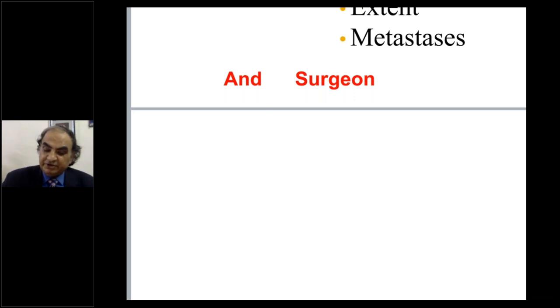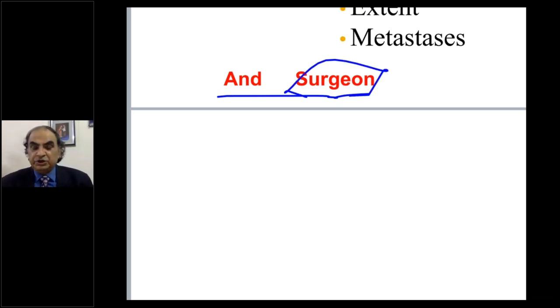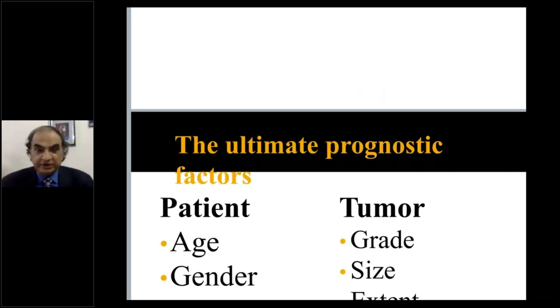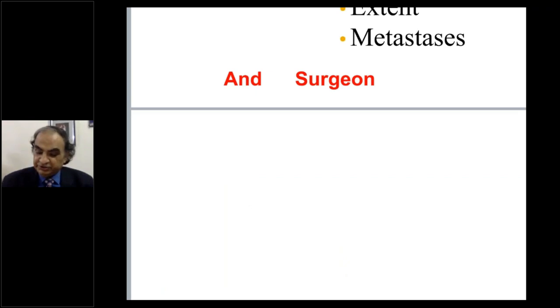Don't ignore this risk factor. The one who is operating is a very, very crucial contributor to the outcome, because the extent of surgery and the completeness of the job decides the outcome in these patients, and we should be very, very cautious in knowing who is doing it. Well, that will make a difference too. So to sum it up, there are many risk factors which you should look at, and the important ones are patient-related, tumor-related, age, gender, grade, size, extent, and of course, the surgeon.